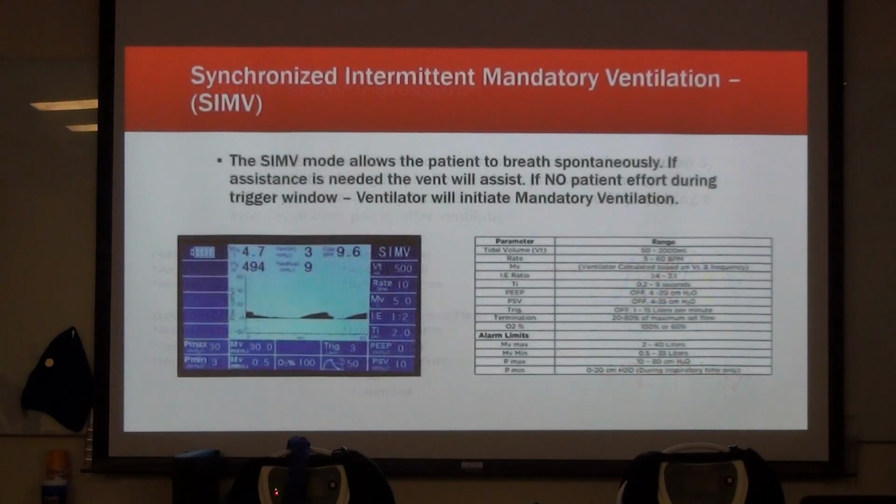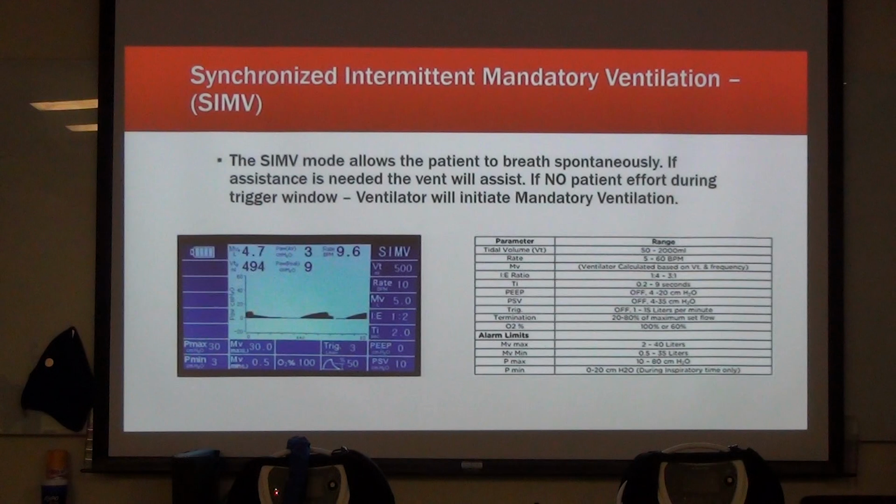So one of the things I'll tell you is this is synchronized intermittent mandatory ventilation. It allows the patient to breathe spontaneously. If assistance is needed, the vent will assist. If no patient effort during the trigger window, the ventilator will initiate a mandatory ventilation. Kind of interesting, right? What does that sound like to you? Is that similar to assist control? In other words, it's saying what? It says that they can breathe spontaneously, and it allows it. But if there's no patient effort during the trigger window, the ventilator will initiate a mandatory ventilation. So it's kind of giving that.